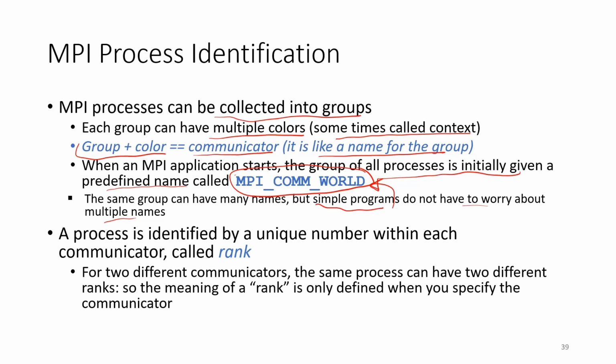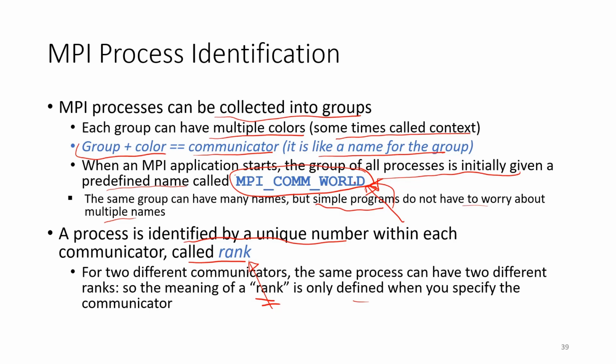Inside each communicator, a process is identified by a unique number that is called the rank. There is a function or a routine to get the rank. We have a function to get the number of processes inside a certain communicator, and we have another routine that would get you the rank of the process inside that communicator. For two different communicators, the same process can have two different ranks. So the meaning of rank is only defined when you specify the communicator. This is why the function that gets the rank takes the communicator as a parameter.